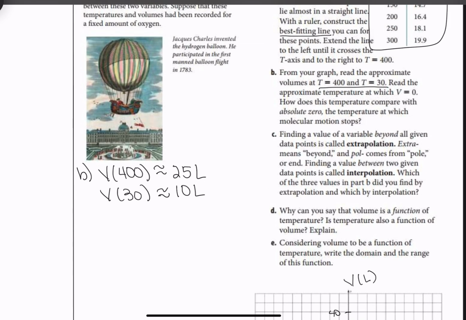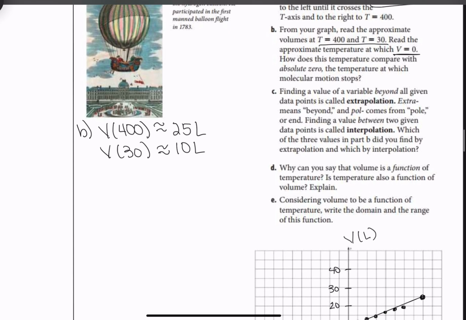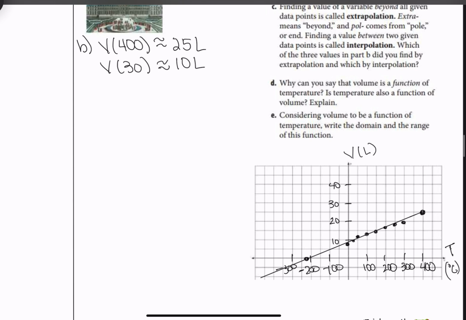All right, next we're going to read the approximate temperature at which V equals 0. So V equals 0 at the X or the T intercept. So I think we were back here, and that looks to be about negative 230, let's say. So V equals 0 at T being approximately negative 230 degrees.